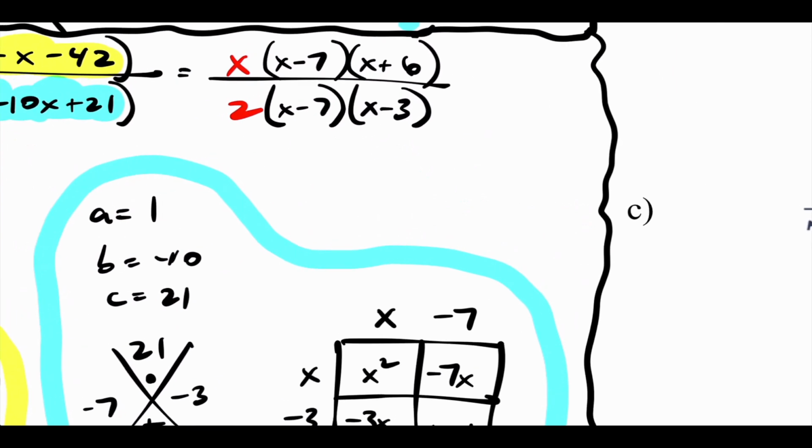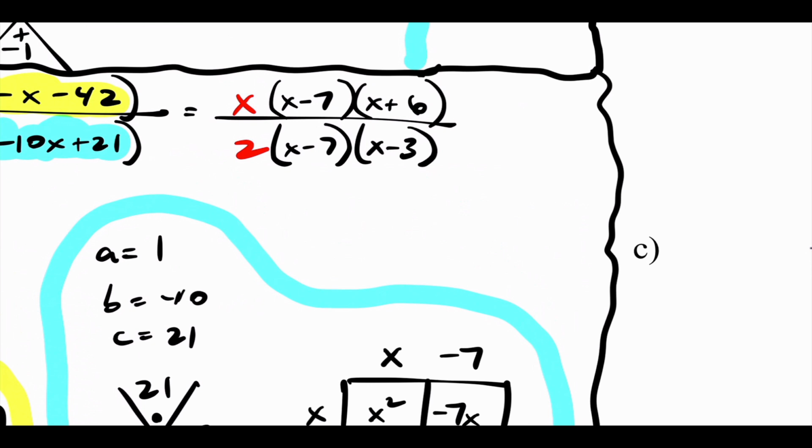Okay, so now I'm here. Giant ones. Anybody exactly the same? Yep. X minus 7, X minus 7. Anything, the same thing divided by itself makes 1. Doesn't matter what it is. 1 times 1, 10 times 10, 12 times 12. Any number divided by itself, anything divided by itself makes 1. So I get X in front, X plus 6, 2 in front, X minus 3.